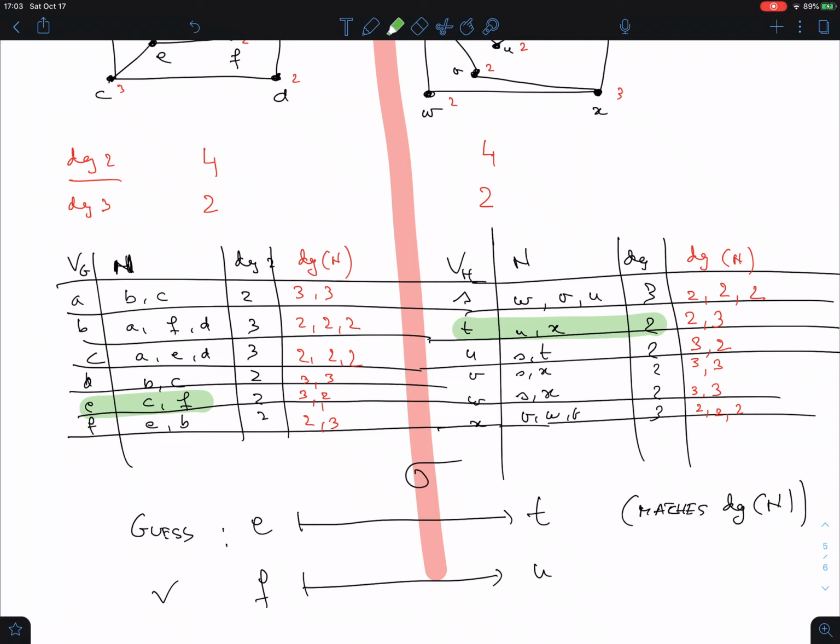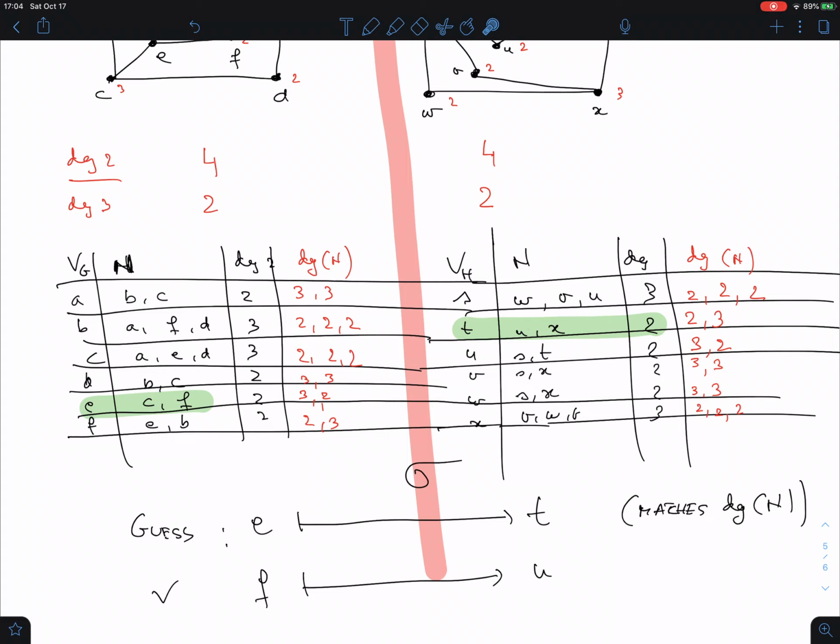So now I know also that C and F, being the neighbors of E, must become U or X, because these are the neighbors of T. But look, I don't have that much choice anymore, right? Oh, I already said F has to go to U. That is already fixed here. F has to go to U.